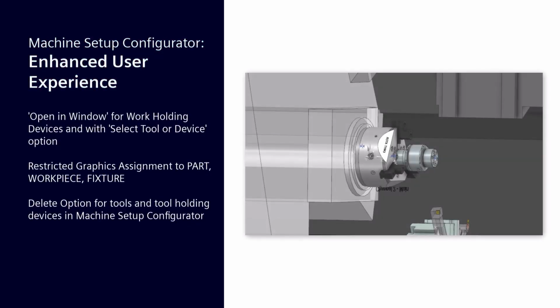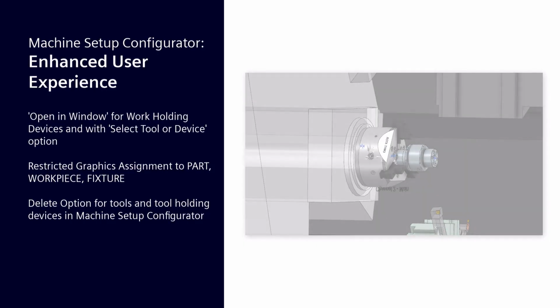Various usability enhancements have been made to improve the overall user experience in machine-powered programming setups. These improvements focus on the setup configuration involving tools, tool holders, and work-holding devices, as well as the overarching setup definition in conjunction with a machine. Let's begin with the first improvement, the Open in Window feature for work-holding devices.